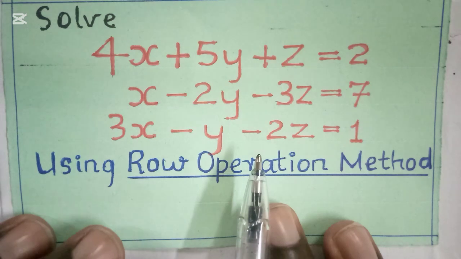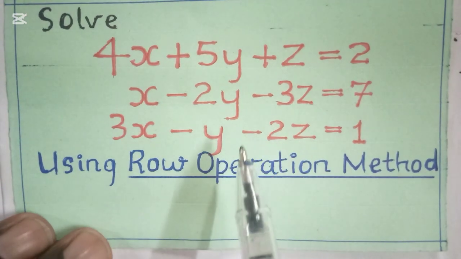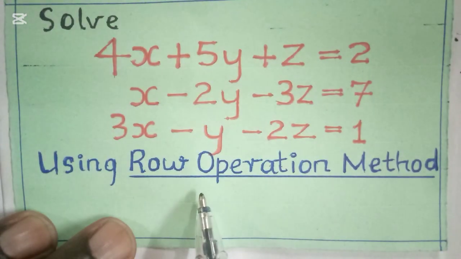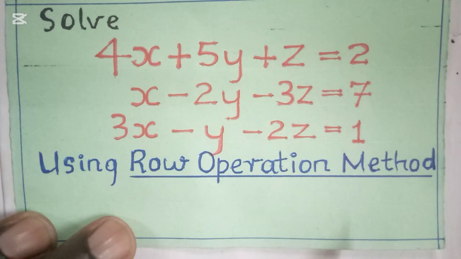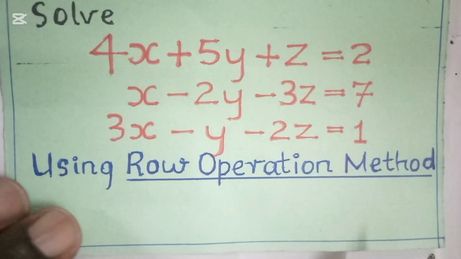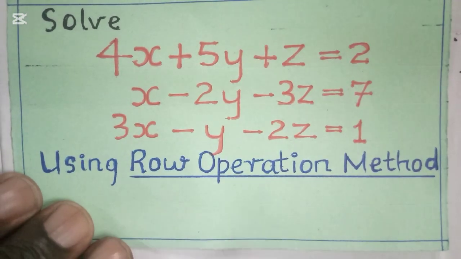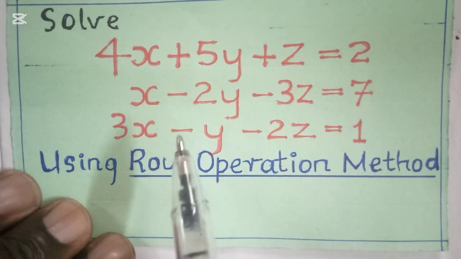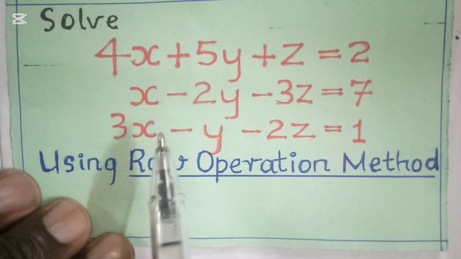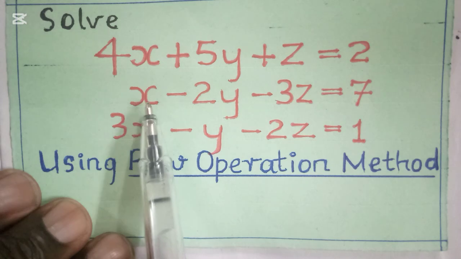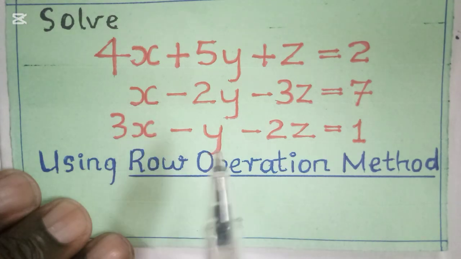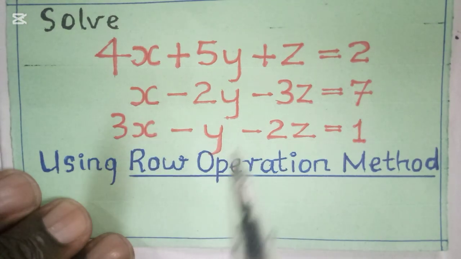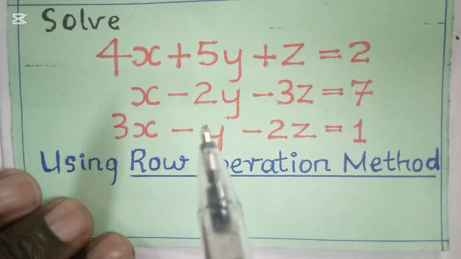We're going to solve the simultaneous equations by using the row operation method. And so we start the operation. What we are going to do is eliminate this x, also eliminate this x and also this y. Let's see how we do it.